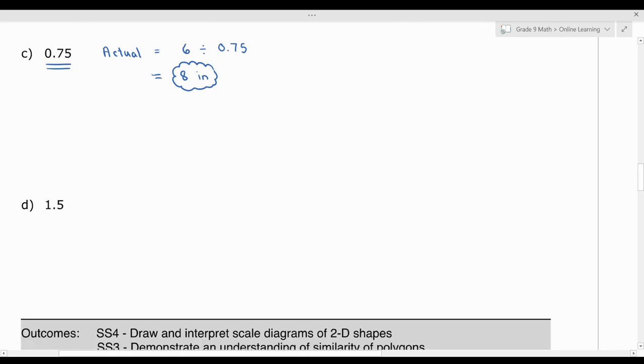Okay, very last one. So this time the scale factor is 1.5. So then your actual, and you can tell it's getting kind of repetitive, but I wanted to show all the different formats. So you have the drawing that was 6, and we are dividing that by the scale factor, which is 1.5. So 6 divided by 1.5 will actually give you 4 inches.